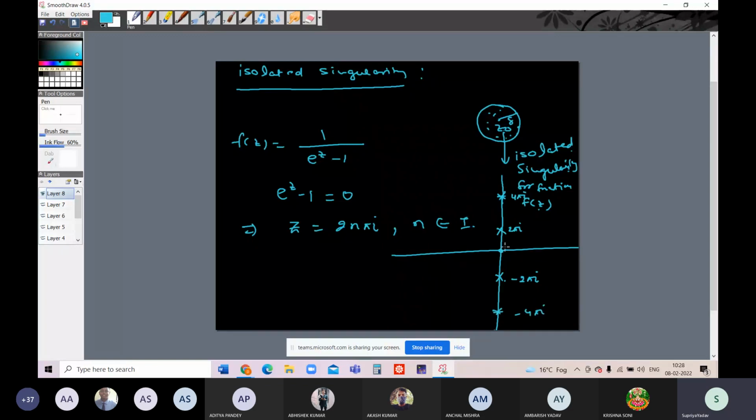You can see that you can take a neighborhood there. You can take any neighborhood here. We will get some neighborhood around this point where this is the only singularity for this function. So all these are isolated singularities. So each of these points is an isolated singularity. Okay.